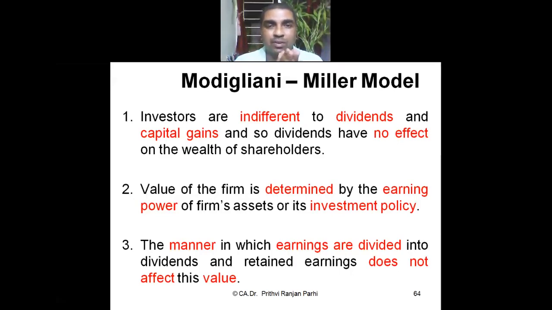We are talking about what will happen if, out of this available profit, you distribute something as dividend and retain something as retained earning. That means the available earning is divided into two parts: one is payout, the other is retention. Modigliani and Miller both say the manner in which the earnings are divided into dividends and retained earnings doesn't affect the value. Value will be affected by the total earning, but not the way you divide it.